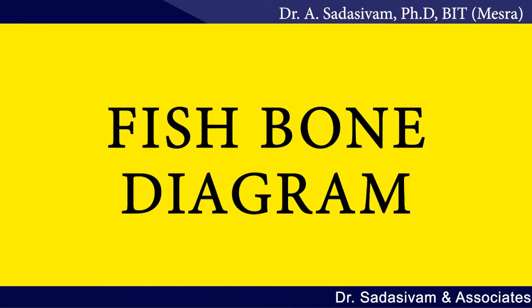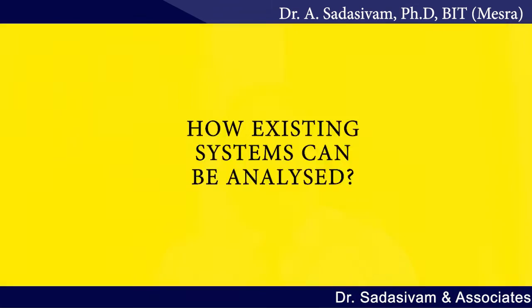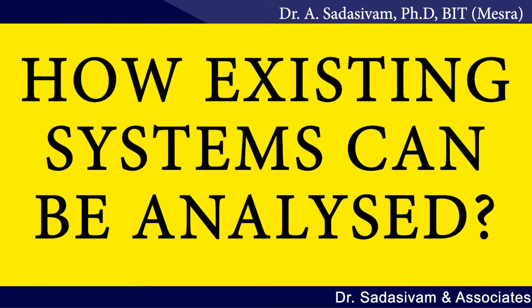And then finally, determining the causes. There are various tools available for this. We might use an Ishikawa diagram. We might use this same fishbone diagram, cause and effect diagram, possible errors that can lead to a failure. We will also talk about how the existing systems can be analyzed, etc.